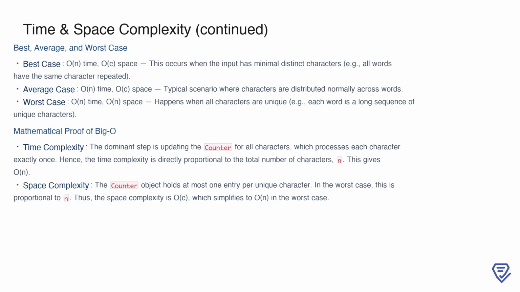Similarly, the space complexity comes from the counter, which holds one entry per unique character, simplifying to O(N) in the worst case. This analysis confirms the efficiency of the solution in all scenarios.